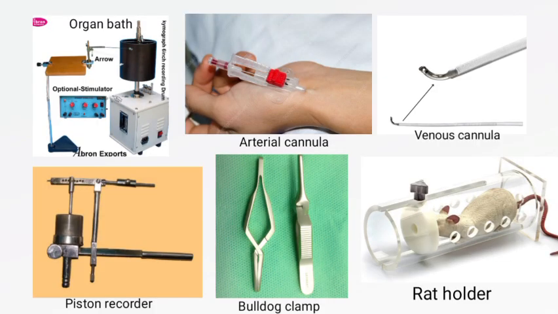Some commonly used instruments in experimental pharmacology are organ bath, arterial cannula, venous cannula, piston recorder, bulldog clamp, rat holder, and even more.